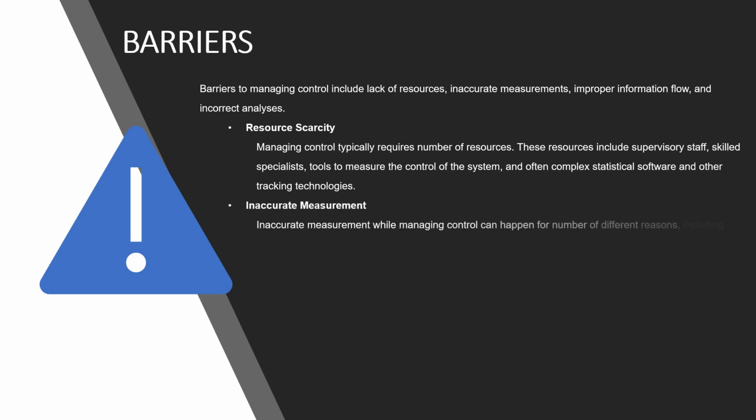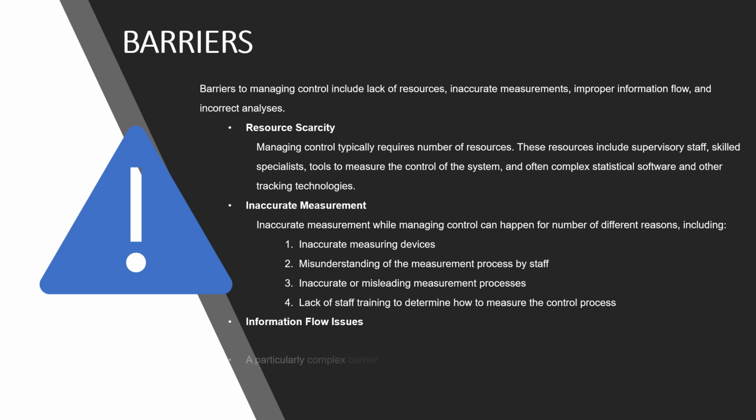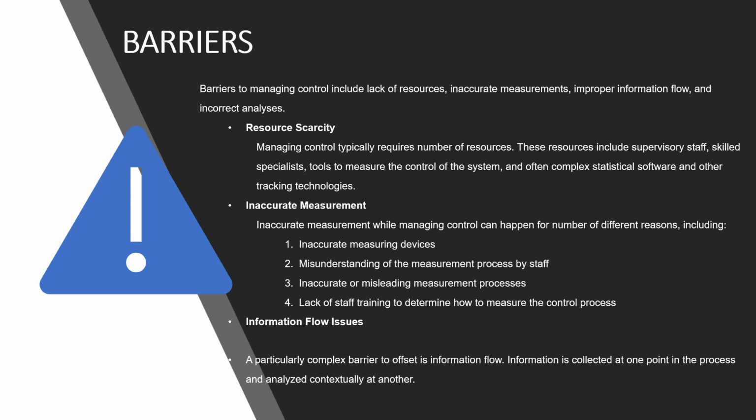The next one is inaccurate measurement. Inaccurate measurement while managing control can happen for a number of different reasons, which include inaccurate measuring devices, misunderstanding of the management process by staff, an inaccurate or misleading measurement process, and lack of staff training to determine how to measure the control process. Another is information flow issues. A particularly complex barrier to offset is information flow. Information is collected at one point in the process and analyzed contextually at another.